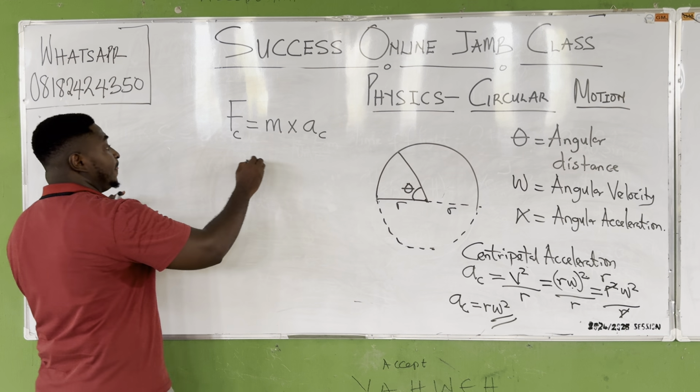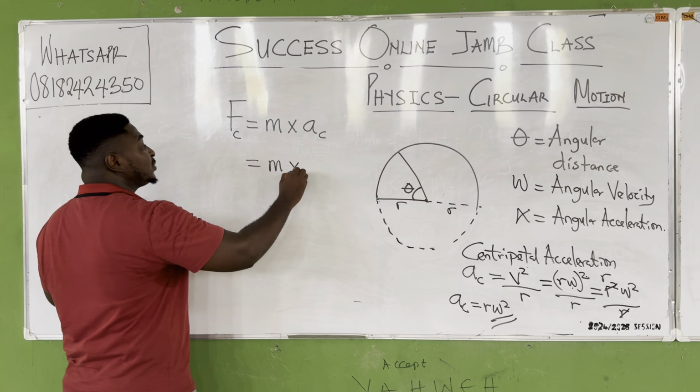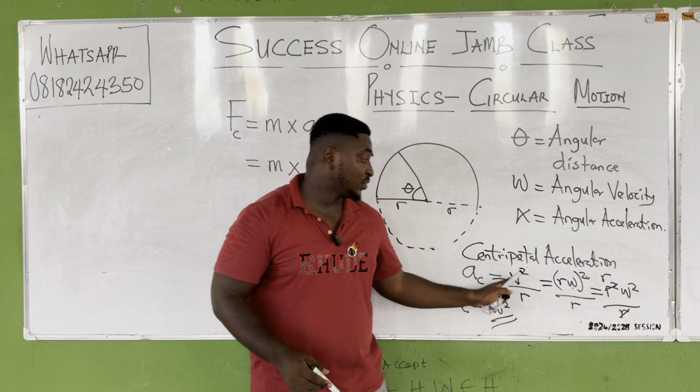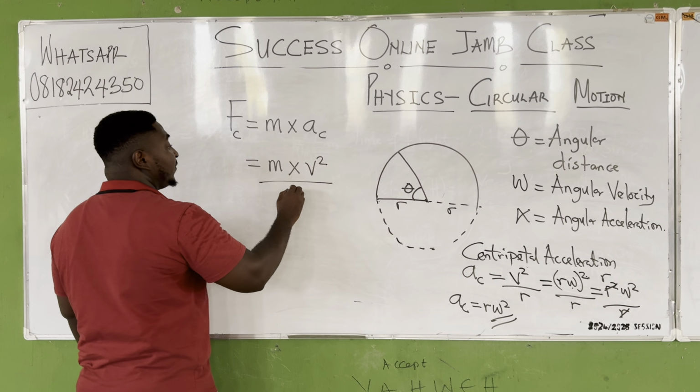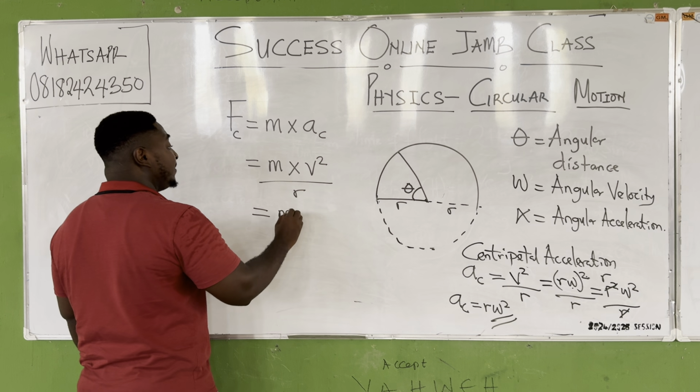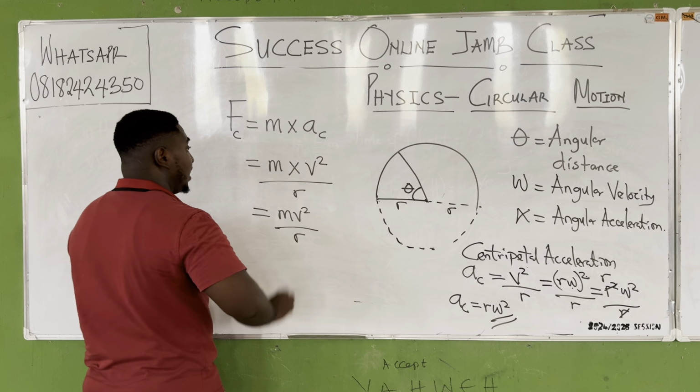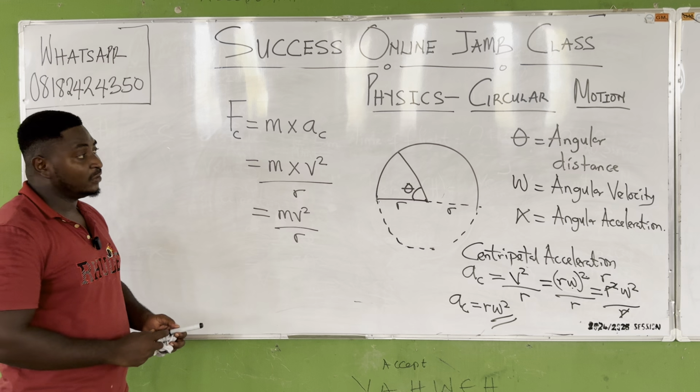So we're going to say mass times what is centripetal acceleration? v square all over r. So we're going to say mass times v square all over r. So we now have m v square all over r.